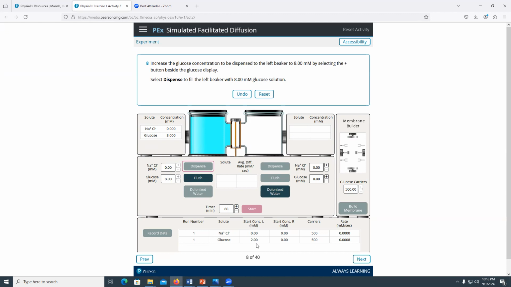So that is our independent variable. Our independent variable is what we are changing, which is the glucose concentration. What we're measuring is the rate. How will that be affected? How will that change? Then we're going to put deionized water on the other side, run the experiment, and look at how long it will take for them to equilibrate. So we began with 8, so we're looking forward to 4 on both sides.